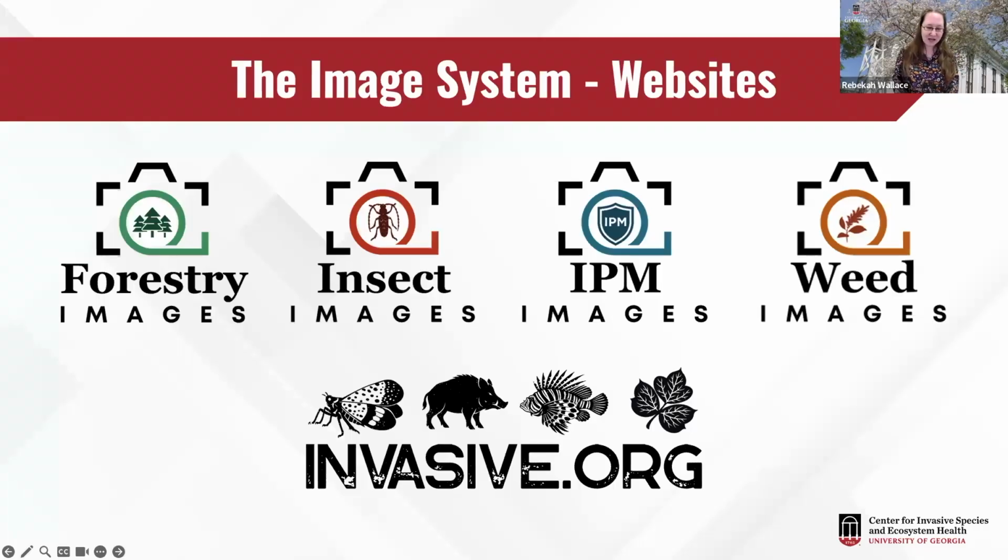Invasive.org is a little bit specialized in that it has additional content besides just images. There's additional content associated with invasive.org. So it's also pulling from the image database. And through these, you can find any of the images on any of the websites. It's just which of these are particularly tailored to specific fields.